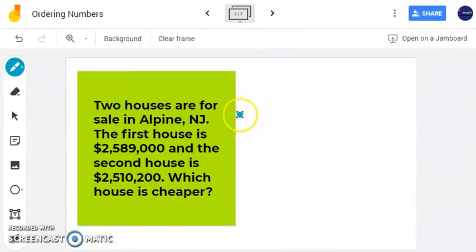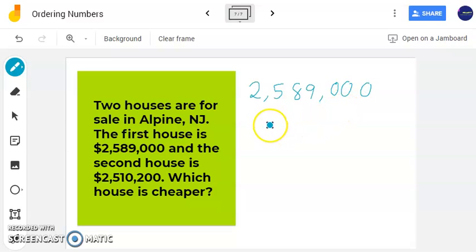My next problem here, this is a real world problem, and believe it or not, this is a real thing, and we have to think about these things when we're going house shopping. And believe it or not, you're going to learn today that there's many situations in life where you need to know how to compare these very large numbers. Now, 2 houses are for sale in Alpine, New Jersey. The first house is 2,000,000, I'm going to write this down here, 2,589,000. That's house number 1.